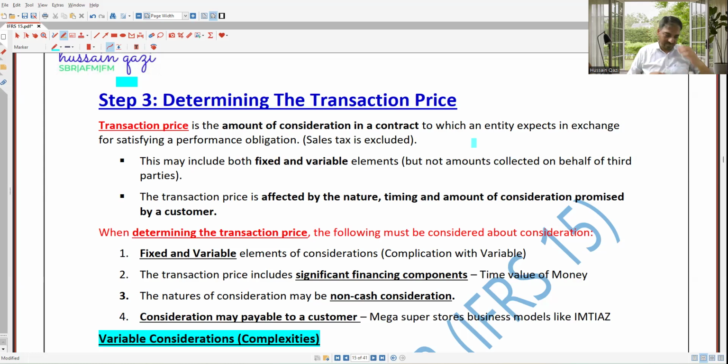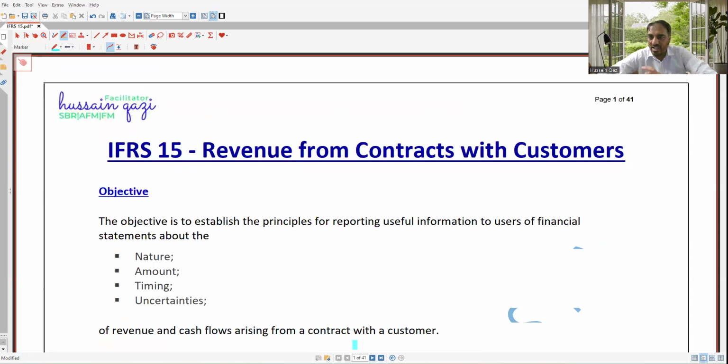IFRS 15 is under discussion, and now it's time to explore step number 3. Before entering step number 3, let's make a quick overview of what we have done till now. Students, IFRS 15, the name is Revenue from Contract with Customer. We started the discussion with a point: if an entity wanted to report any transaction according to IFRS 15, that transaction must meet the definition of revenue. That was the first point we covered.